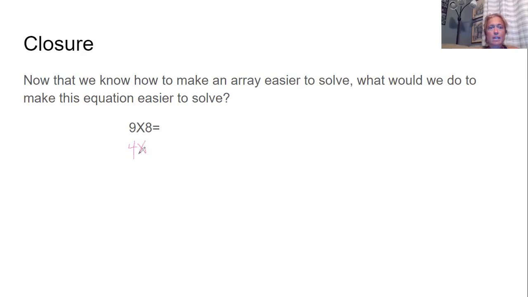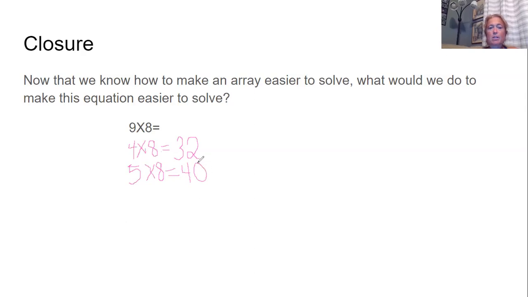times 8 equals, and 5 times 8, because remember I have to leave my 8 alone because I've broken down my 9, okay? 4 times 8 is 32, okay, and you could draw your array for that. And 5 times 8 is 40.